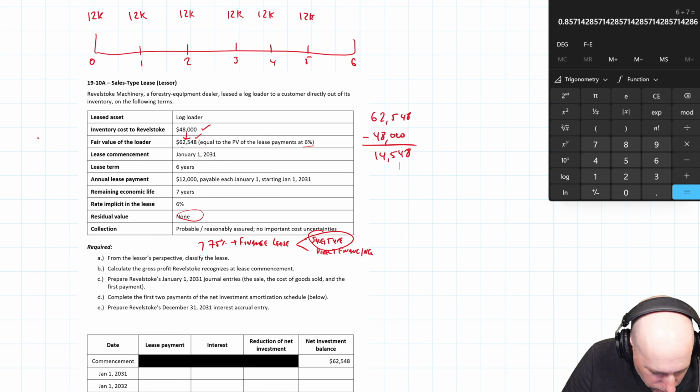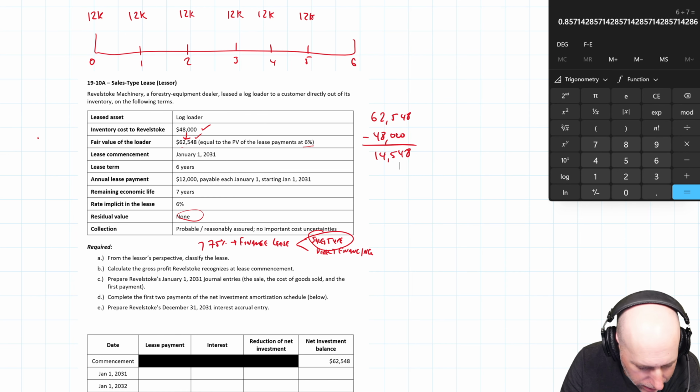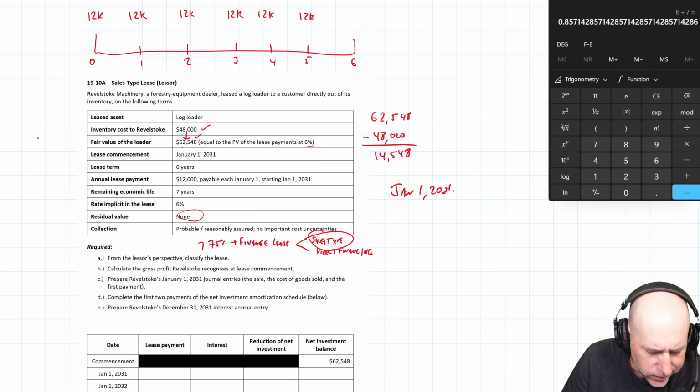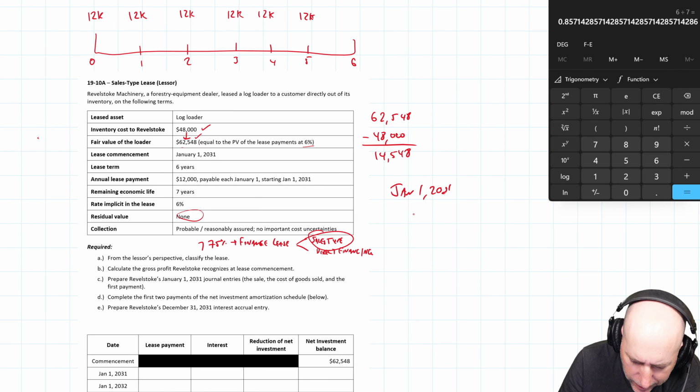Next up, it asks for that first journal entry. January 1st, 2031. What happens? Well, we enter into this lease. Debit lease receivable.